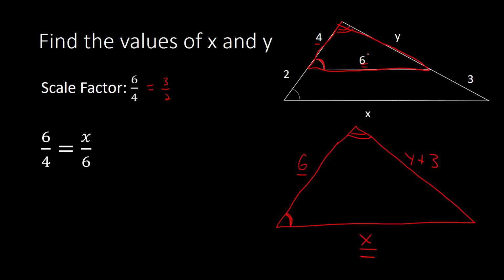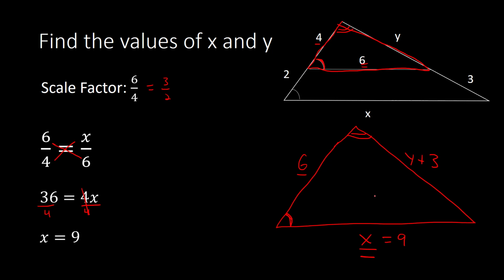So now I have a proportion that I can then solve by cross multiplying. So I cross multiply. 6 times 6 gives me 36. 4 times x gives me 4x. So 36 equals 4x. I can then divide both sides by 4, where now I have x equals 36 over 4, which would equal 9. So x equals 9, and then I can solve for y as well.